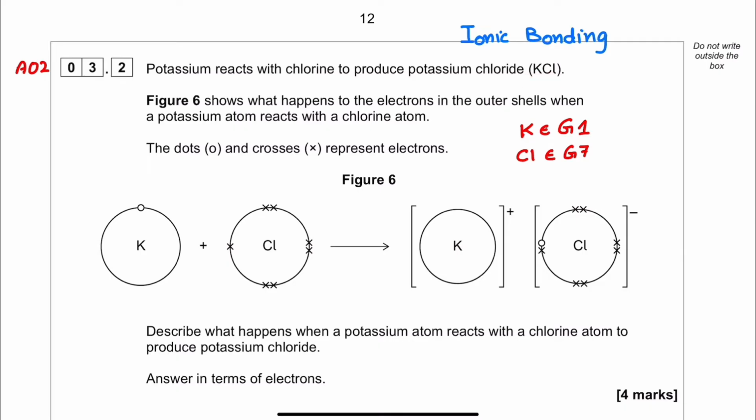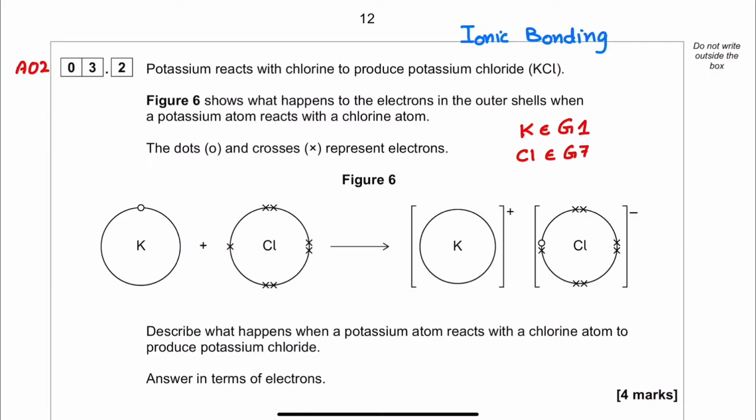Figure number 6 shows what happens to the electrons in the outermost shell when a potassium atom reacts with a chlorine atom. The dot and cross represent the electrons in potassium and chlorine respectively. Describe what happens when a potassium atom reacts with a chlorine atom to produce potassium chloride. Answer in terms of electrons.